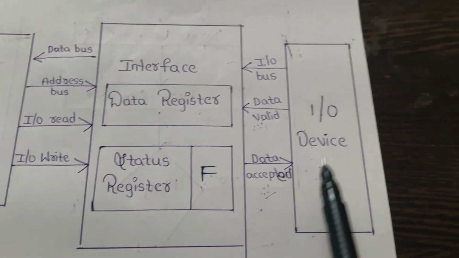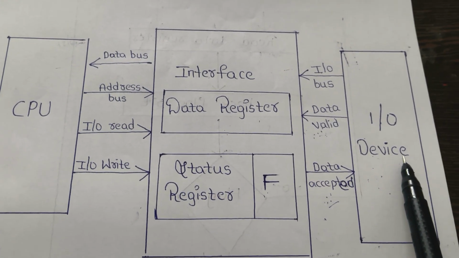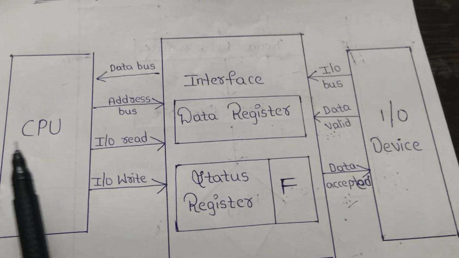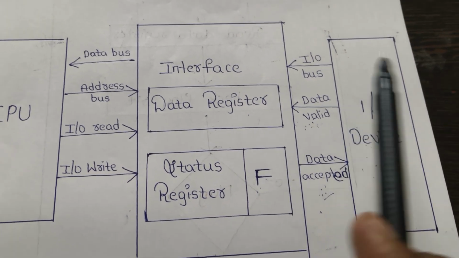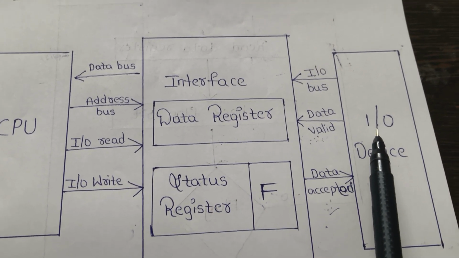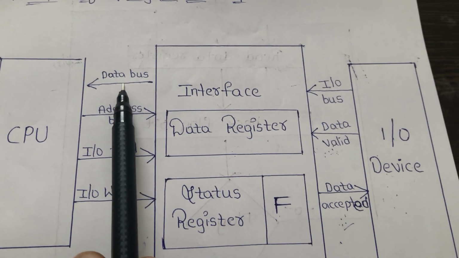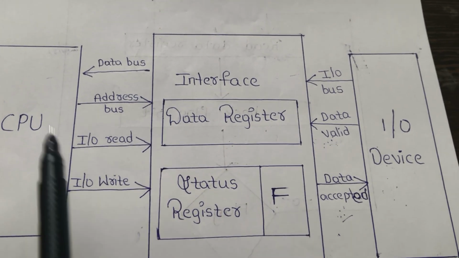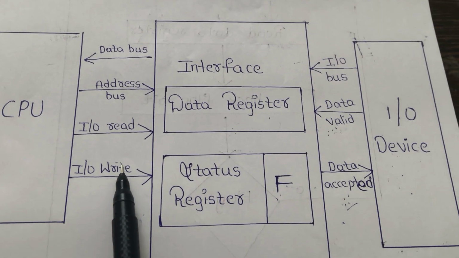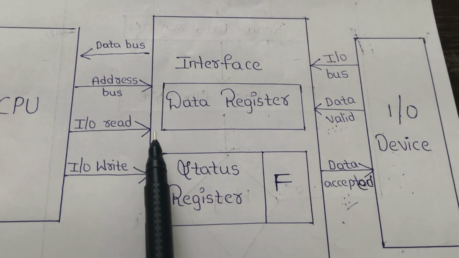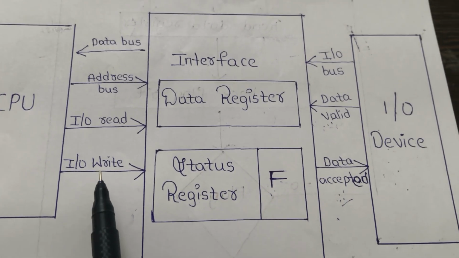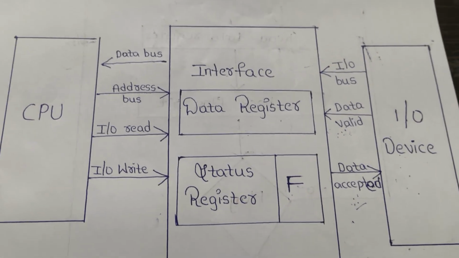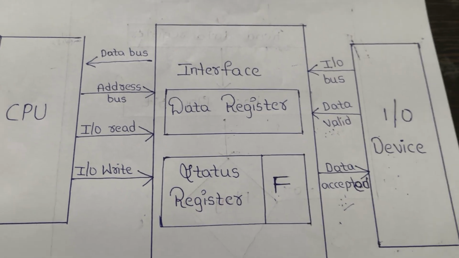Whenever any input-output device is accessing the CPU, first of all, it is going to allocate some address through an address bus, and whenever it is giving any information, it is placed on a data bus through an interface. To read the information, the control line is going to activate the read line, or to write the information, it is going to activate the write line. So this is the block diagram of an input-output interface.